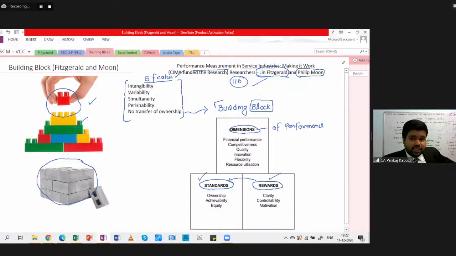This says service is intangible. No doubt it creates value, but it cannot be seen. Second, service has a feature of variability. If you ask me to explain or teach you the same concept again, even though I am the same person with the same knowledge base, and you are the same person listening, with no gap of time, if I explain this thing again now, I will not use the same words. So this is a feature of service. There is always a variability.